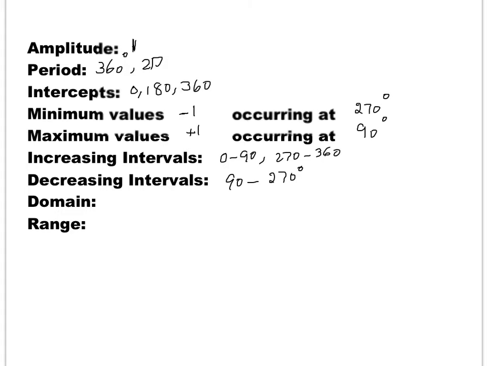The domain was x in R for the period that we showed, and x less than or equal to 360, greater than or equal to 0. And the range was y in R, and y is less than or equal to 1, greater than or equal to -1.